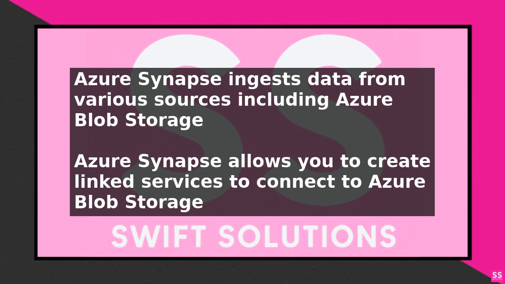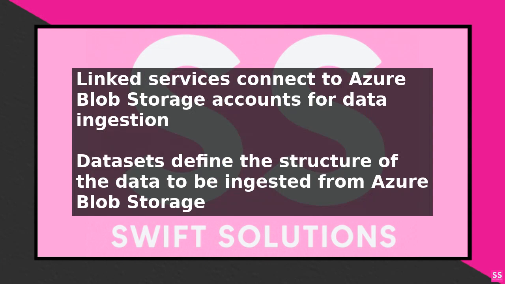Step 1. Connect to Azure Blob Storage. To ingest data from Azure Blob Storage, you need to create a linked service in Azure Synapse that connects to your Azure Blob Storage account. You can do this by navigating to the Manage section in Azure Synapse and clicking on Linked Services. Then select Azure Blob Storage and enter your storage account details.